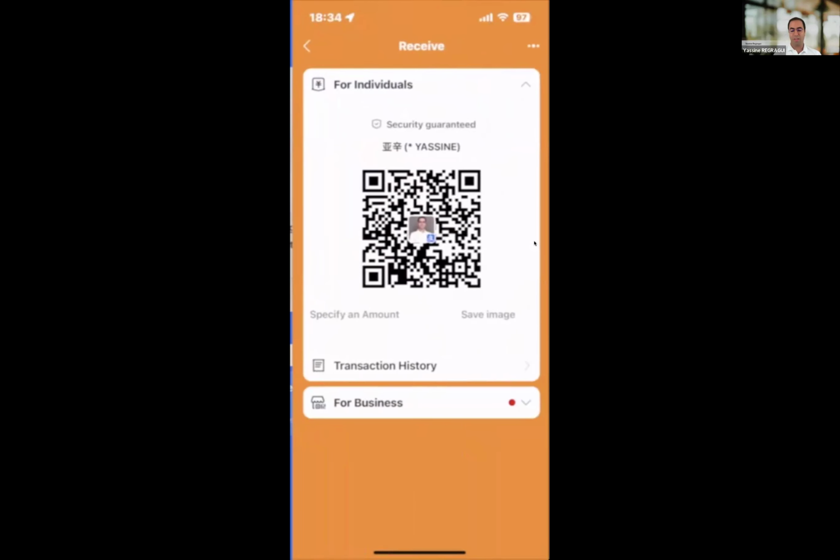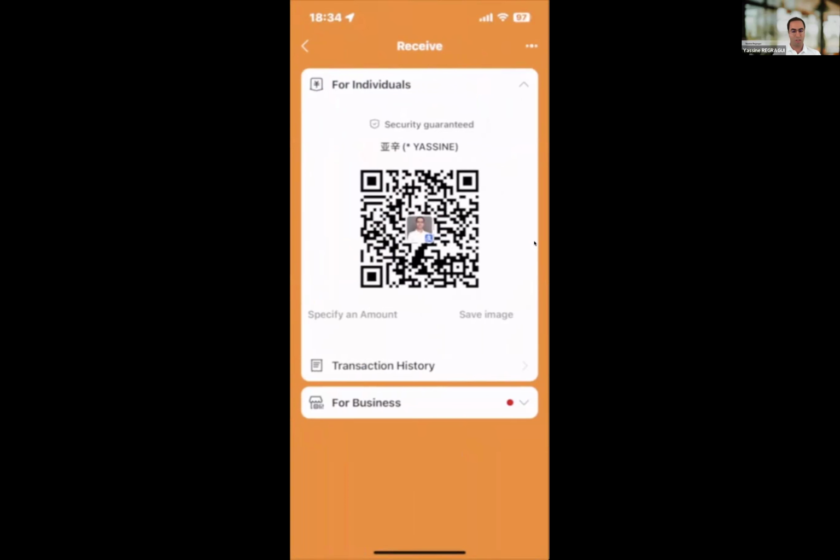And then I have receive, and this is in order to receive some money. So for example, if someone who has Alipay can scan me and I can receive some money on it. And I have also Alipay for business, and this is for merchants in order to have their own account and manage it. So you can see that this super app also includes some services from third party.